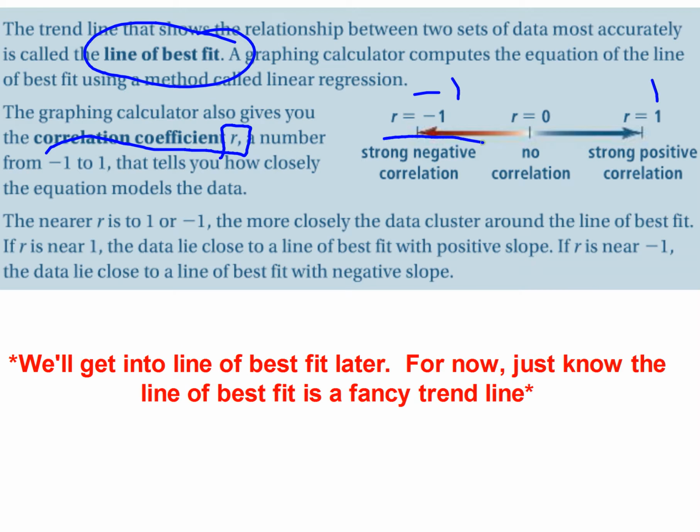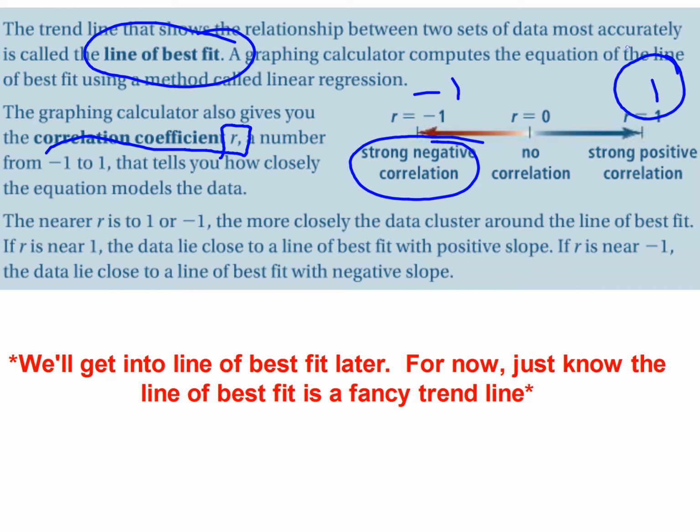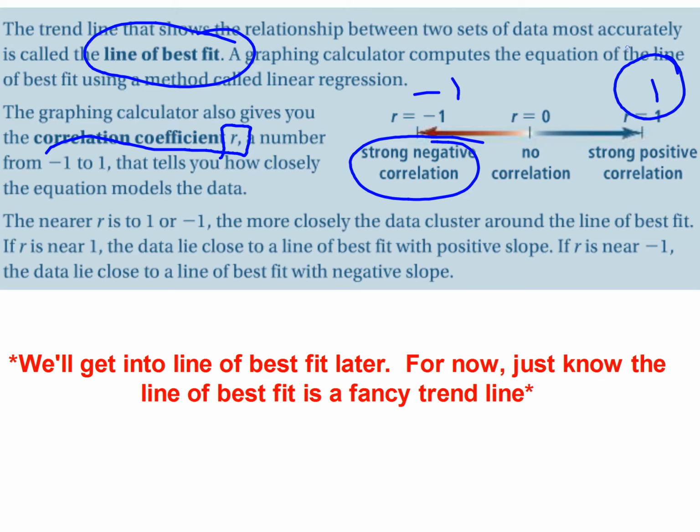If it's a -1 or close to -1, then the data would cluster around the line of best fit more closely, but it has a negative slope. If it gets a correlation coefficient that's close to 1, then it is a line of best fit that closely resembles the data, but has a positive slope. As it gets closer and closer to 0, either from the -1 or from the +1, headed in that direction, it becomes no correlation at all.